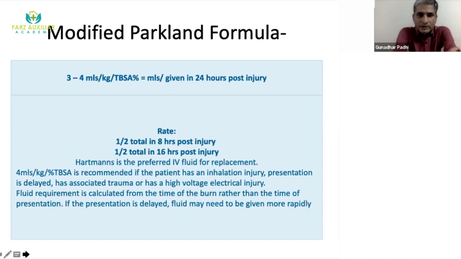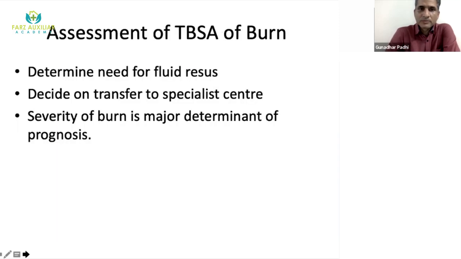Fluid requirement is calculated from the time of the burn rather than the time of presentation. For example, the person suffered a burn injury at 8 o'clock in the morning and reached the hospital at 10 o'clock. The fluid requirement has to be calculated from 8 o'clock to 8 o'clock the next day, not from 10 o'clock to 10 o'clock the next day. If the presentation is delayed, for example, the patient reaches the hospital in 8 hours or 10 hours, then you have to give aggressive fluid replacement. In those cases you have to give more fluid to combat the loss of the burn fluid.